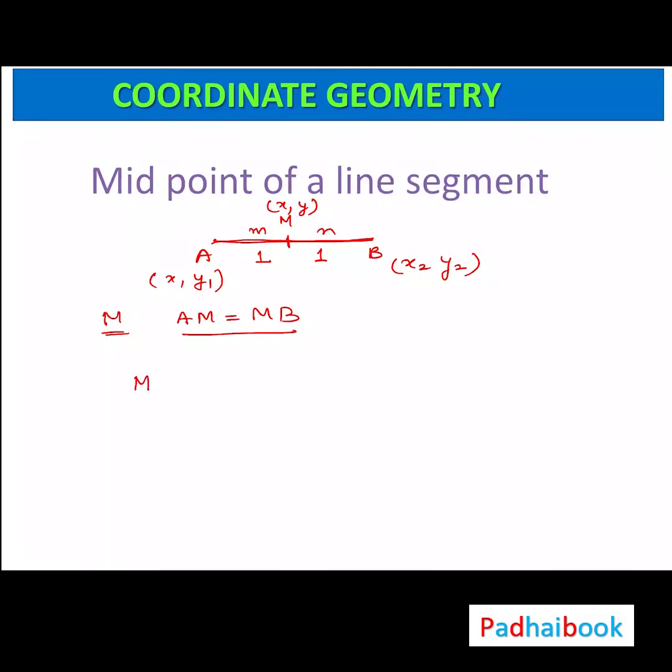So the coordinates of the point M, (x, y), will be equal to, instead of m I will write 1, instead of n I will write 1. So this will be (x2 plus x1) divided by 2 and (y2 plus y1) divided by 2. This is the particular case when the point M is the midpoint of the line segment.